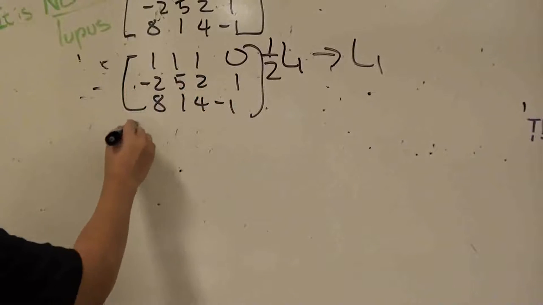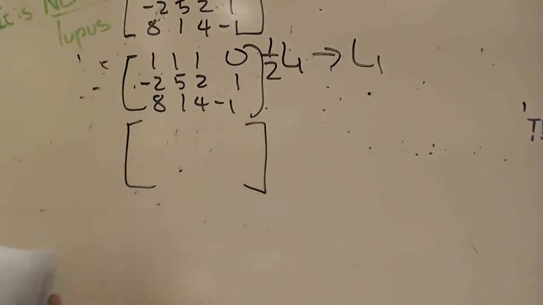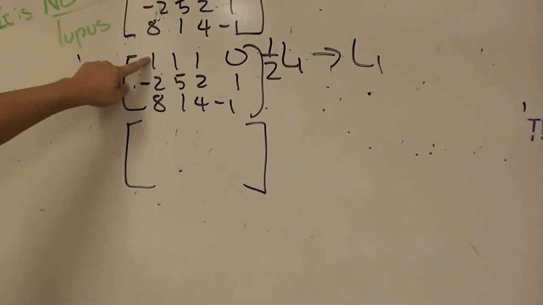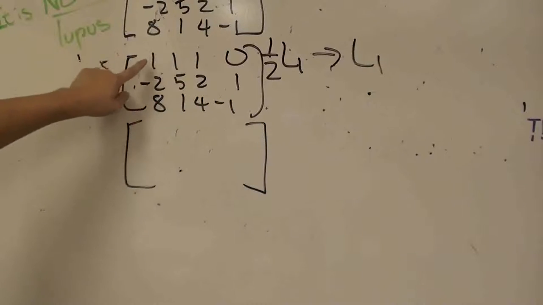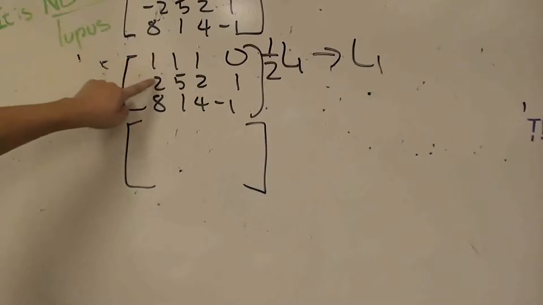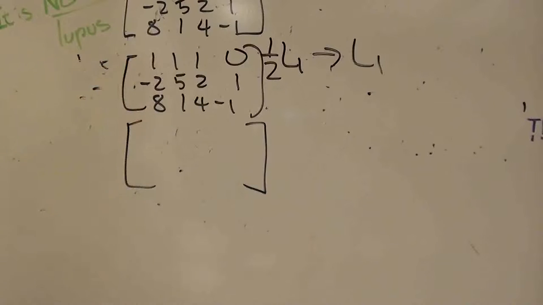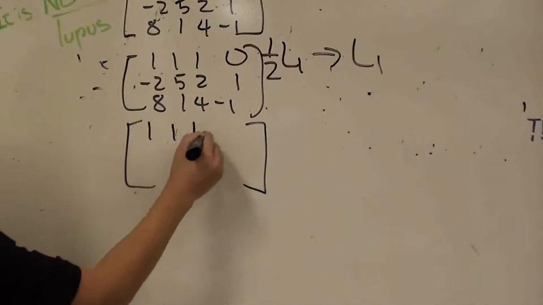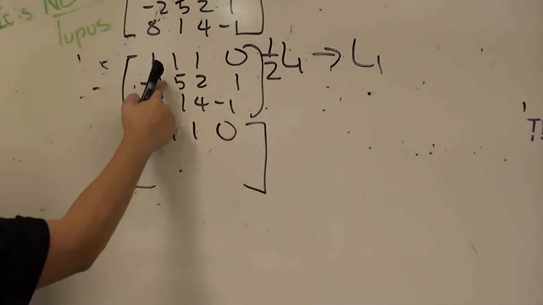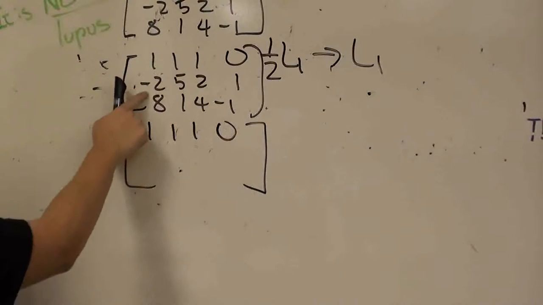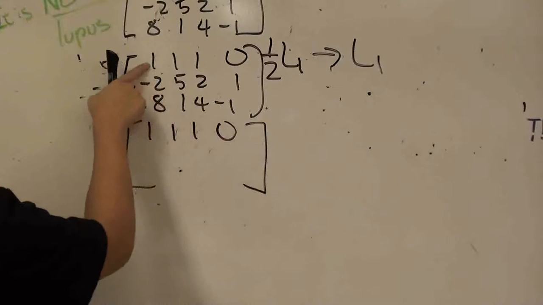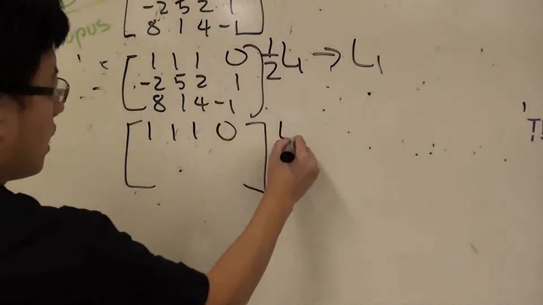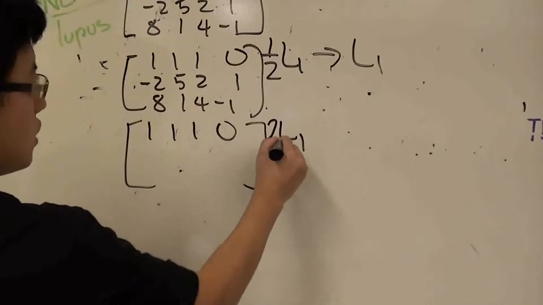So the rest is a very similar game, right? Again, I want this to be the only leading coefficient in my column. It's like saying this is my turf, all these should be zeros. Isn't that like that in real life? So, leaving the first row the same, but now let's get rid of this negative 2 and 8. How do I get rid of negative 2? Simple. Times this by 2. So, line 1 times 2.